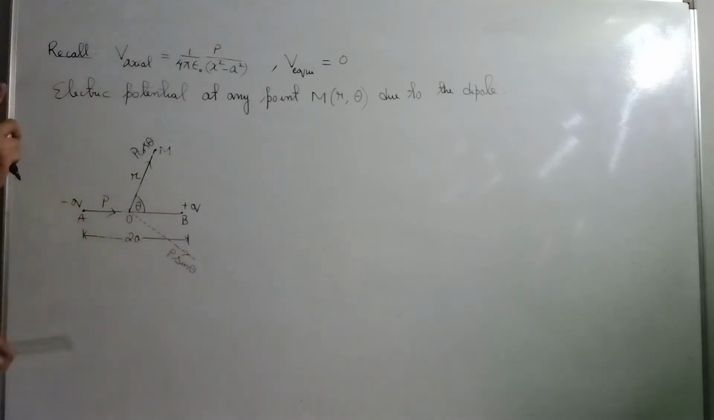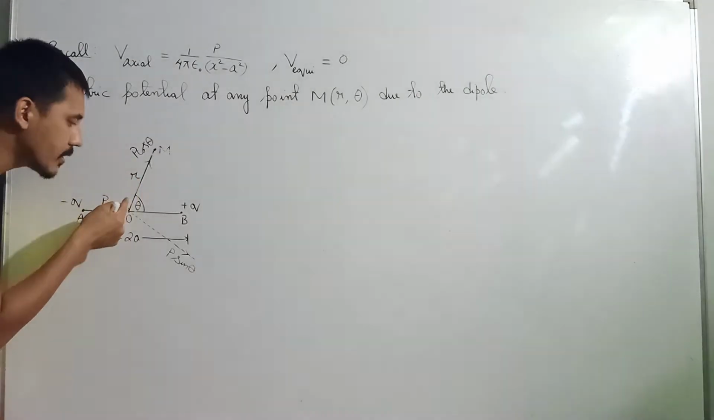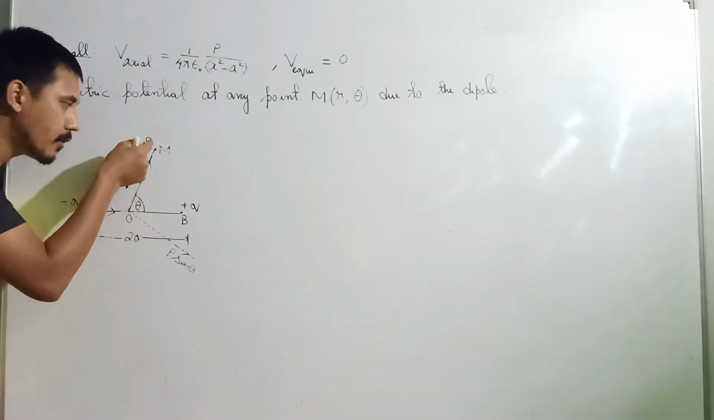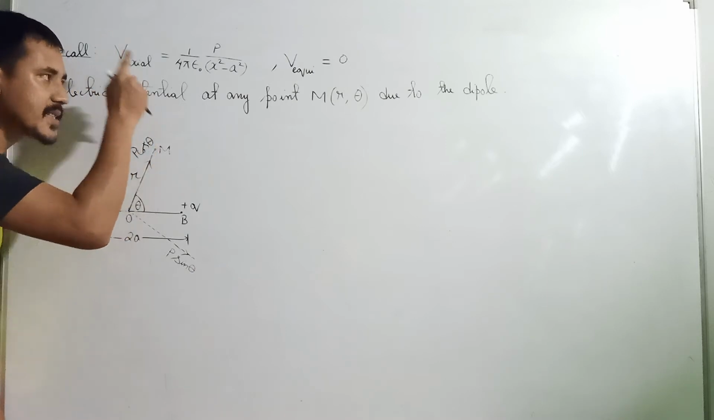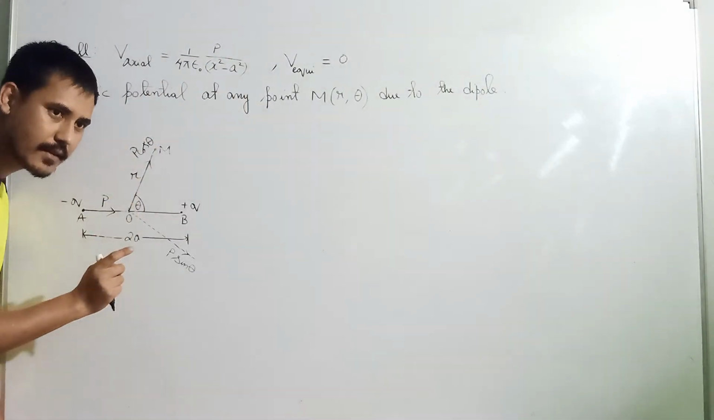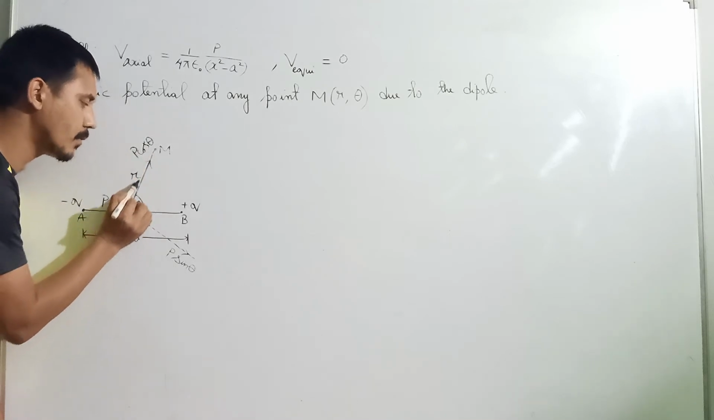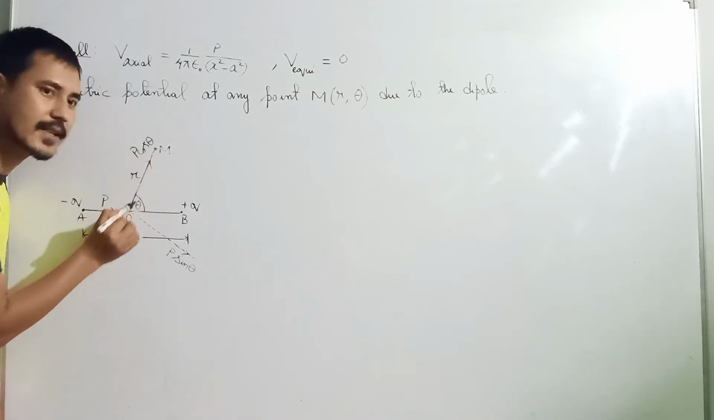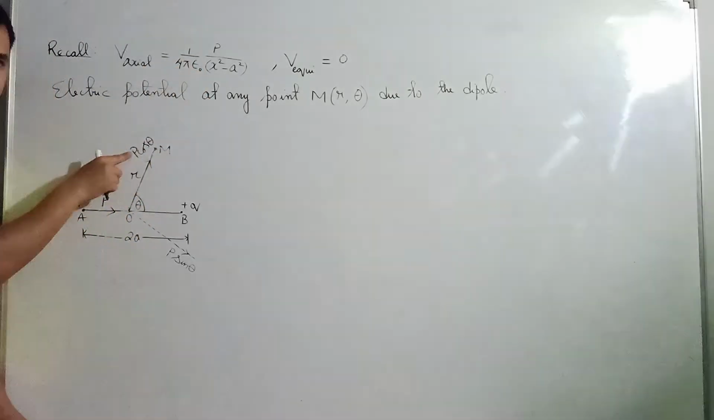Now, for the first dipole, P cos theta, where is M? This is your first dipole, right? For the first dipole, P cos theta, where is M? On the axial line or on the equatorial line? On the axial line. See, for the first dipole, P cos theta, M is on the axial line. So this will be the potential at M due to P cos theta.